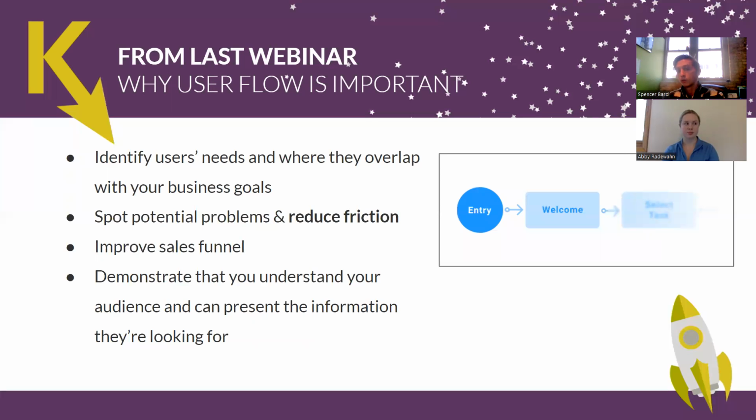You really want to outline what you're doing to spot any problems, like: is this link not leading a visitor to the place they want to go? That way you can reduce the friction leading them to that next step, because having a great user flow helps with conversions. It'll help you improve your sales funnel.